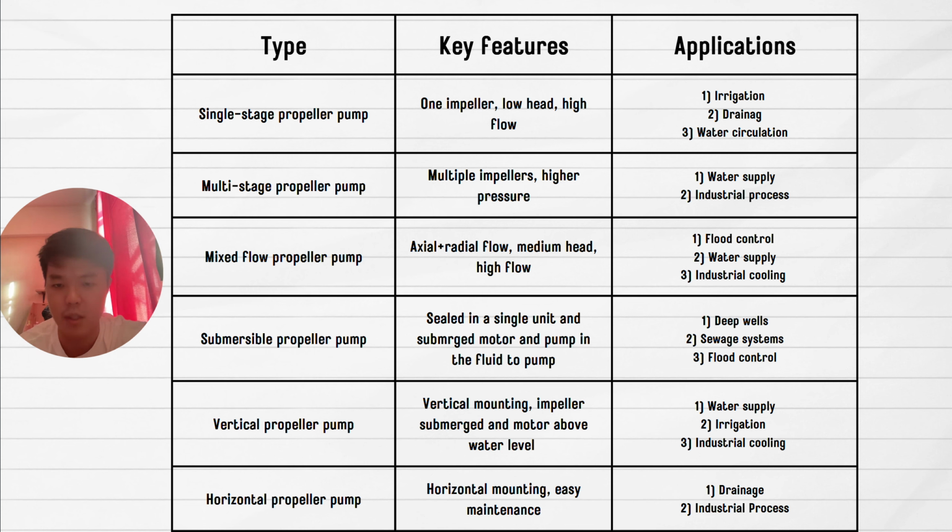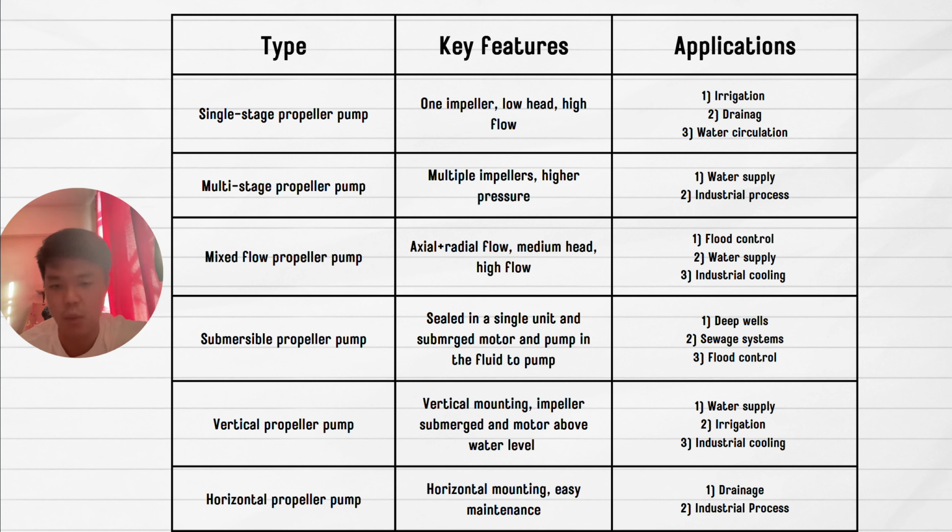And the fourth one is the submersible propeller pump, with the key features of being sealed in a single unit, with the motor and pump submerged. So it's different from the top three because the submersible propeller pump is sealed in a single unit and also submerged. The motor is submerged, and the application is deep well sewage system for flood control.